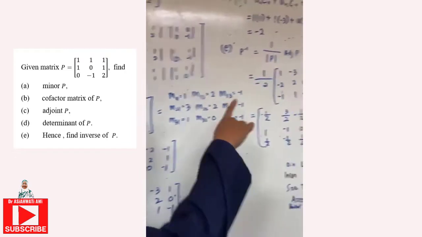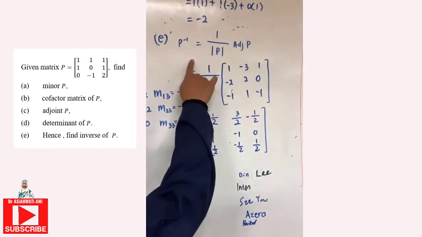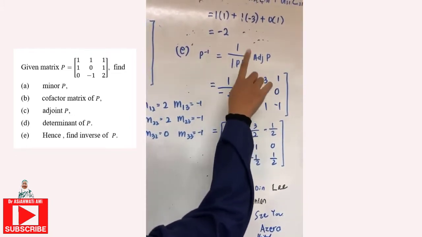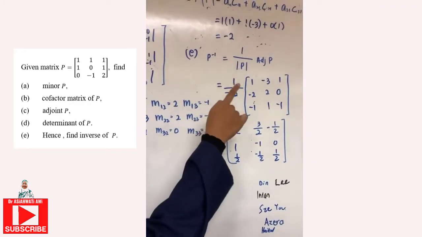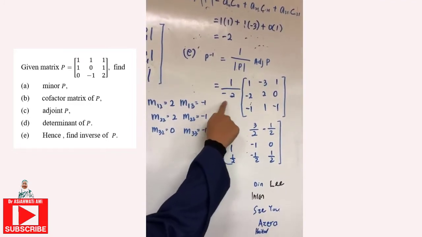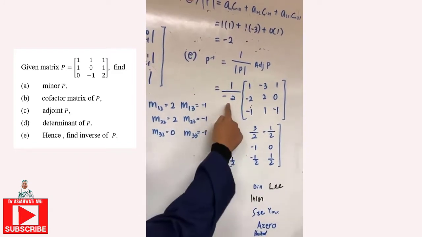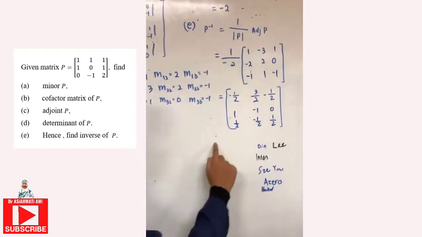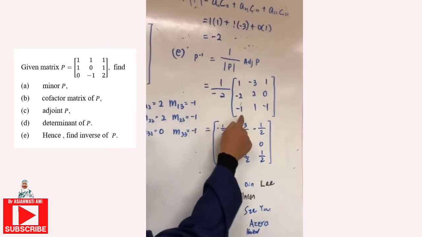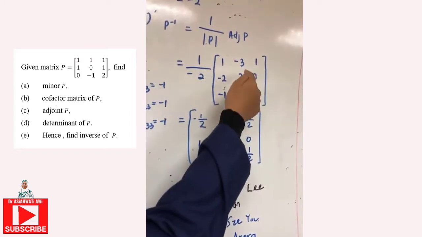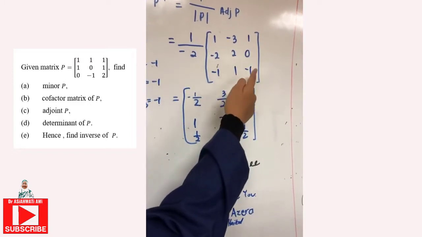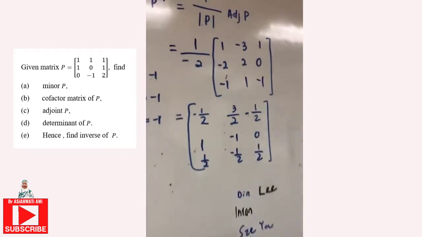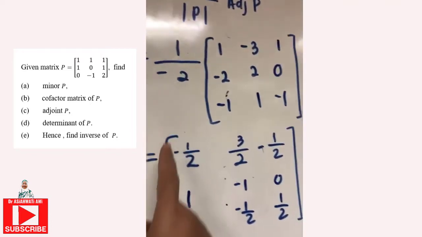For E, we need to find P inverse. For P inverse, we use the formula 1 over P determinant multiplied with adjoint P. So we just substitute 1 over negative 2 as P determinant, and adjoint P we take from this, then we multiply. So 1 over negative 2 multiplied with 1, negative 3, 1, negative 2, 2, 0, negative 1, 1, negative 1. So we get the answer. Okay, this is the final answer. Don't leave here. Okay, this is the final answer.